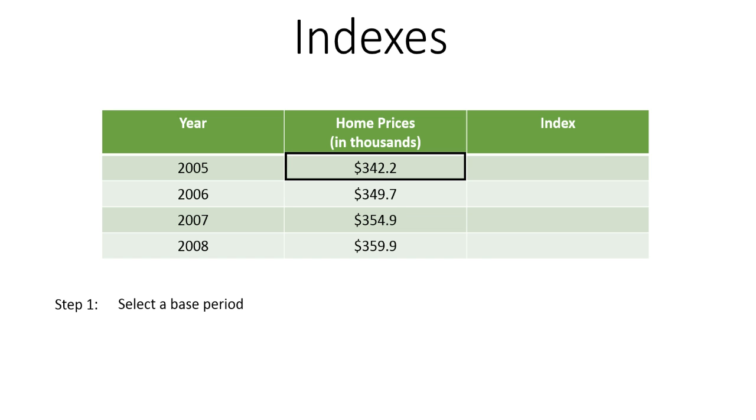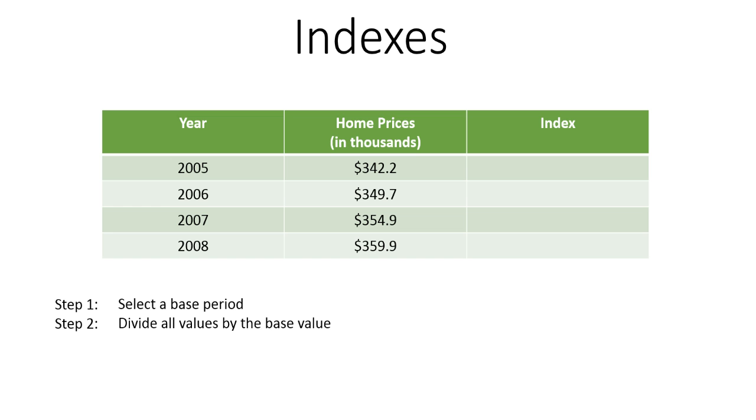After you've selected your base period, step two: take all of the values in your data set and divide them by the base period. So for 2005, we're going to take 342,200 and divide it by the base period, which is 342,200, and you're going to get the number 1. Indexes are either presented in 1 or 100 formats, and I'm going to present it in 100 base format. So basically, we're taking the result here, which is 1, and multiplying it by 100. And that's what we get here.